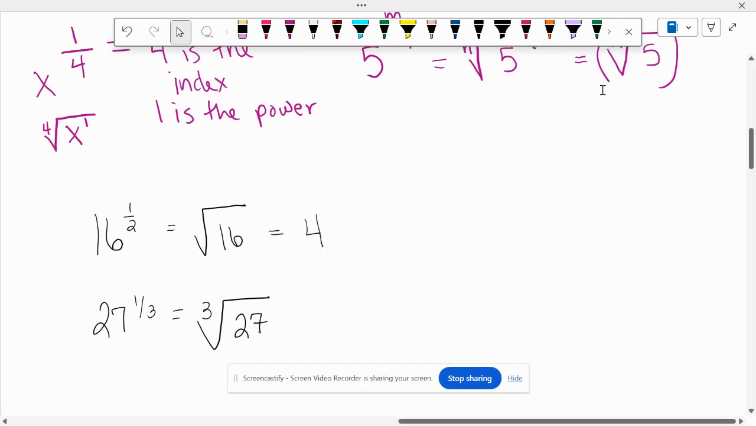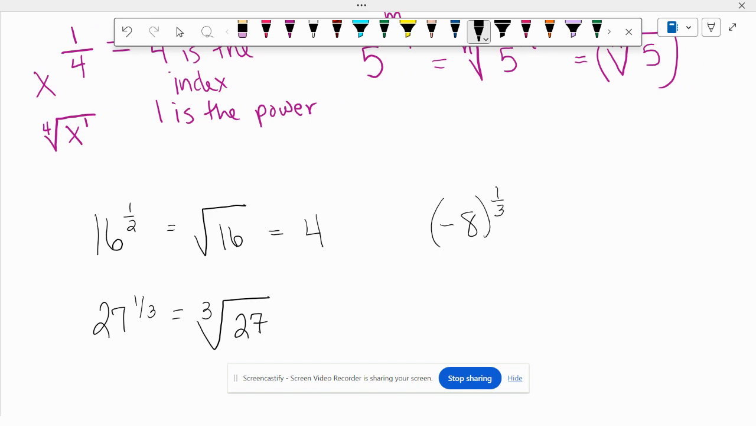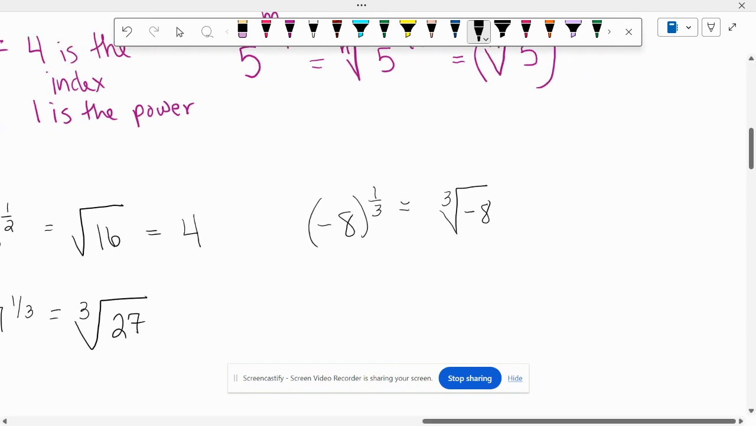Okay, what is -8 to the 1/3 power? What's that the same thing as? Well, it's the same thing as the cube root of -8. And what is the cube root of -8? Everybody put it in their calculator. So hit math for -8. What do you get? -2, yeah. Okay.